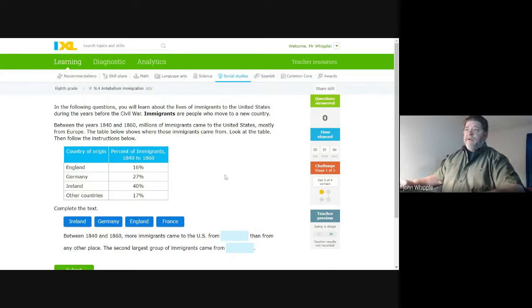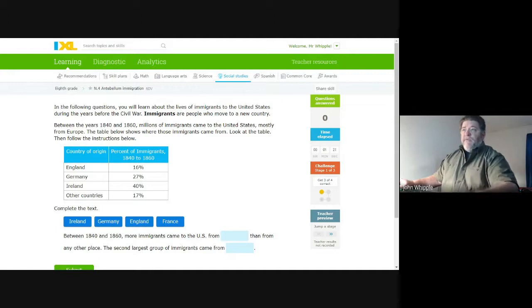In the following questions, you will learn about the lives of immigrants to the United States during the years before the Civil War. Immigrants are people who move to a new country. Underline it, it's an important word: immigrants. People who moved to a new country.